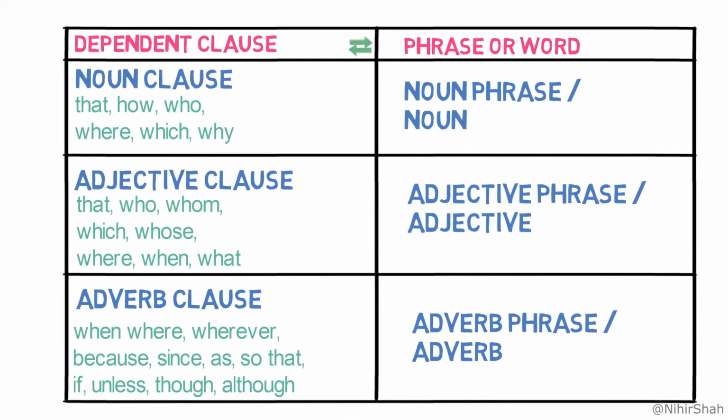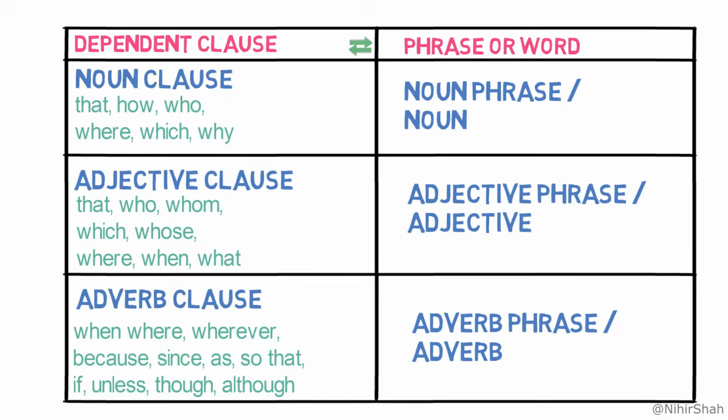In a nutshell, you need to identify whether a dependent clause is a noun clause, adjective clause, or an adverb clause and convert it into a noun phrase or a noun, adjective phrase or an adjective, and adverb phrase or adverb respectively.